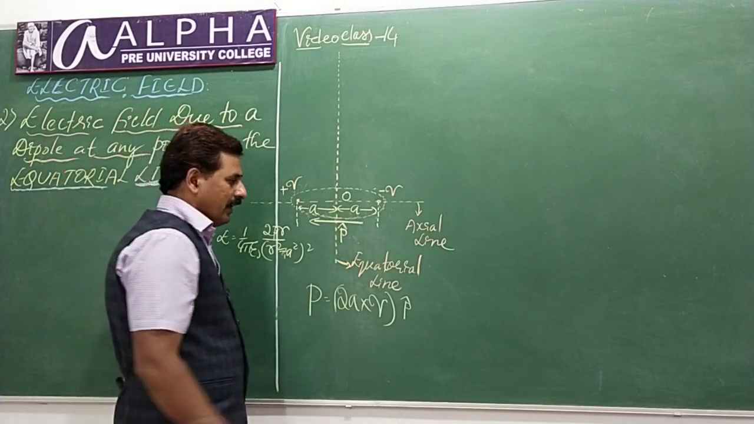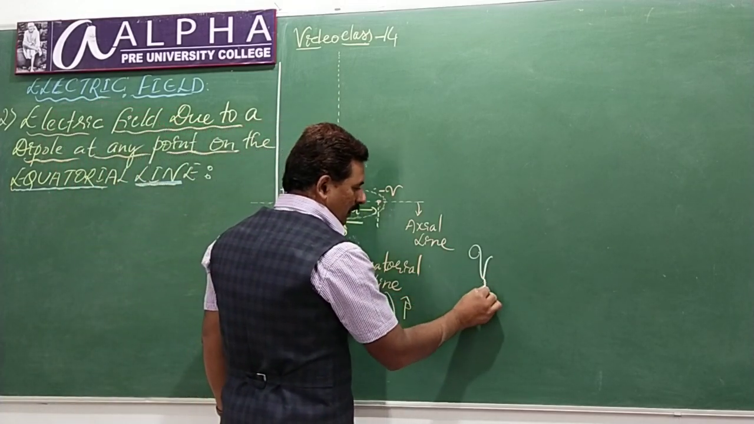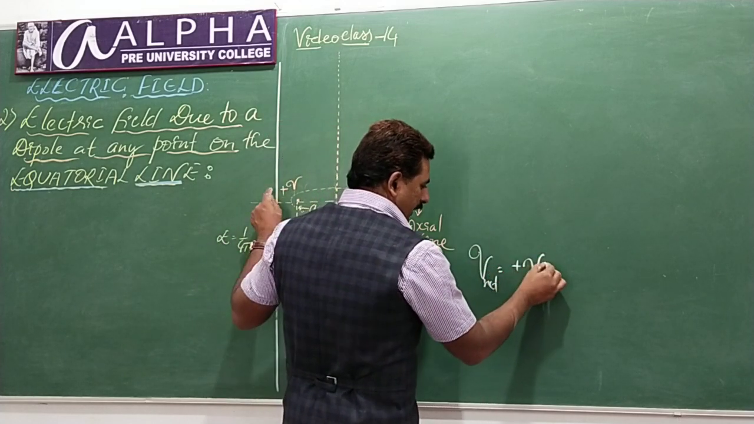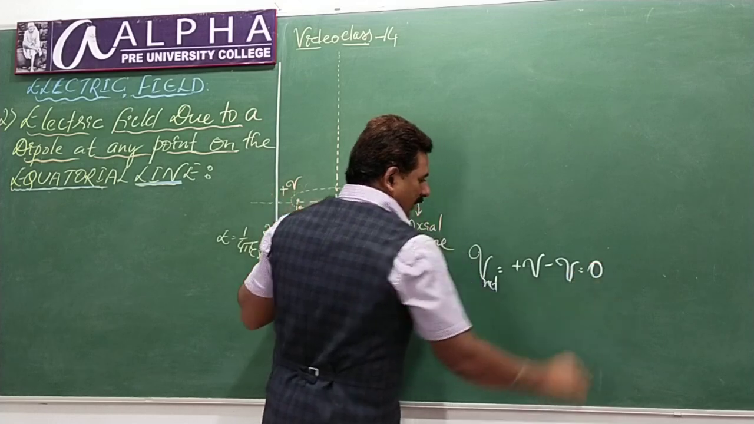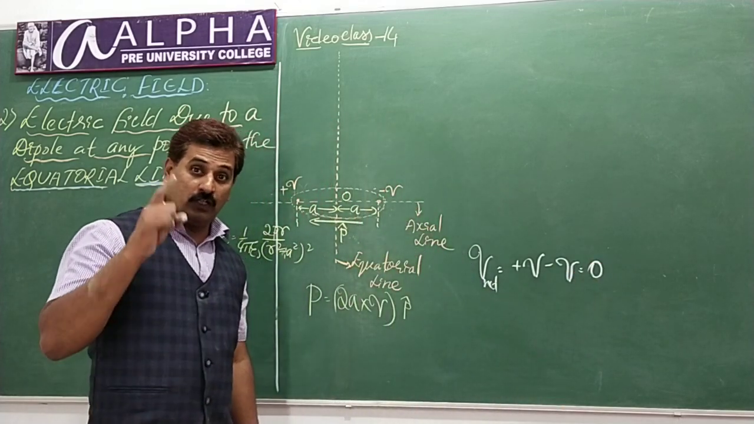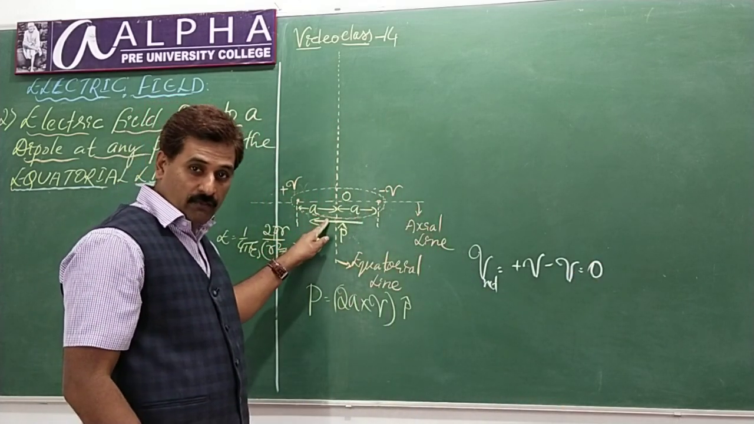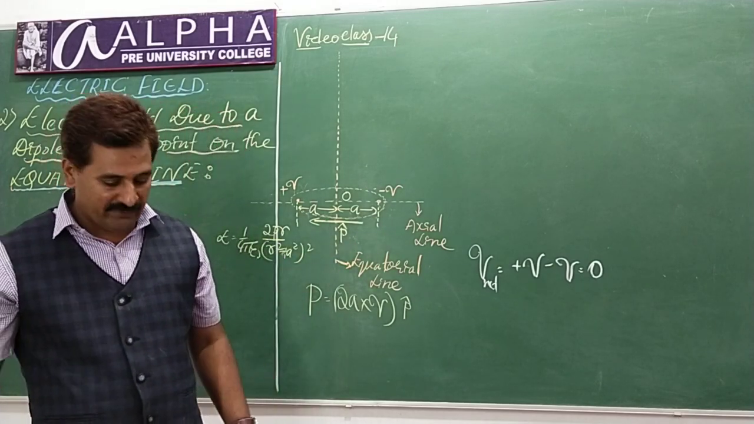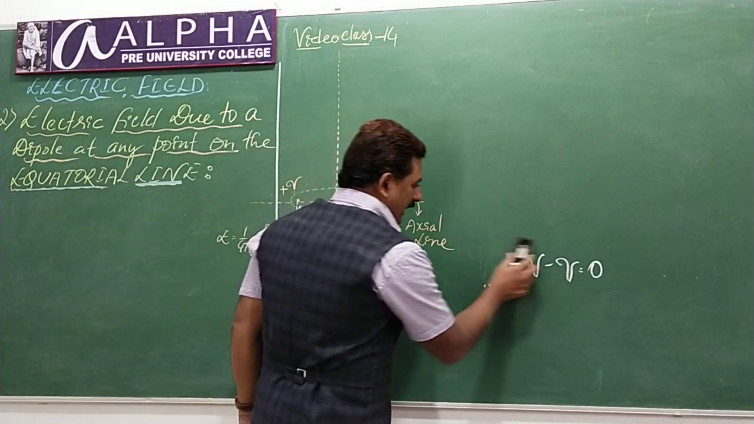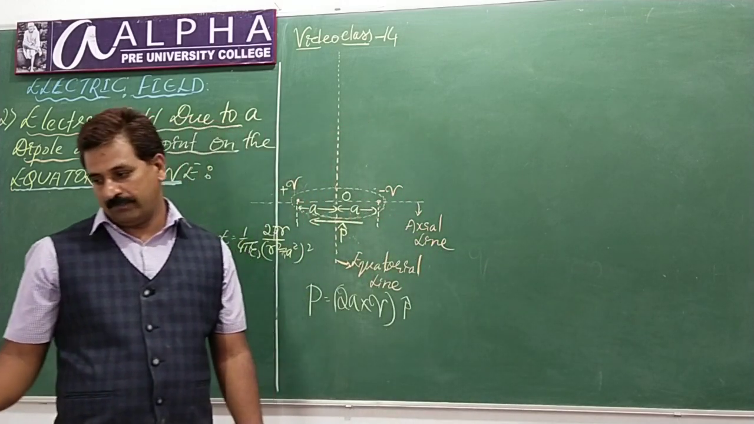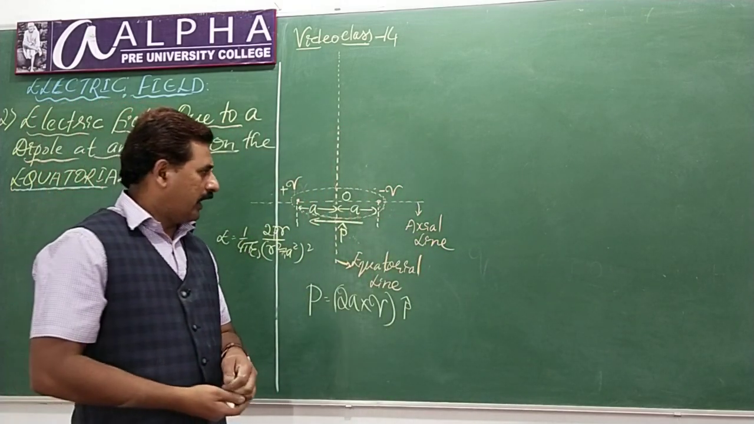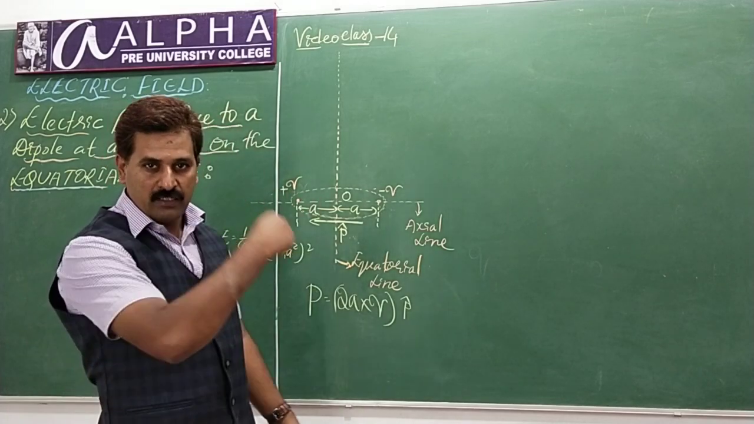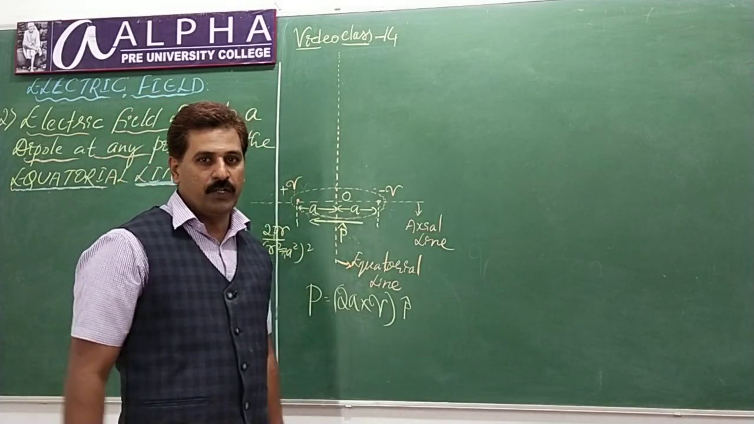However, students, what is the net charge of a dipole? Very, very simple question. Plus q at one end, minus q at the other end. What is the total value? Zero. Total charge of the dipole is zero. However, there is electric field around it. Due to that electric field, the dipole interacts with the external field and therefore the dipole rotates. That rotation is called torque. We will learn it in the next section, next video.